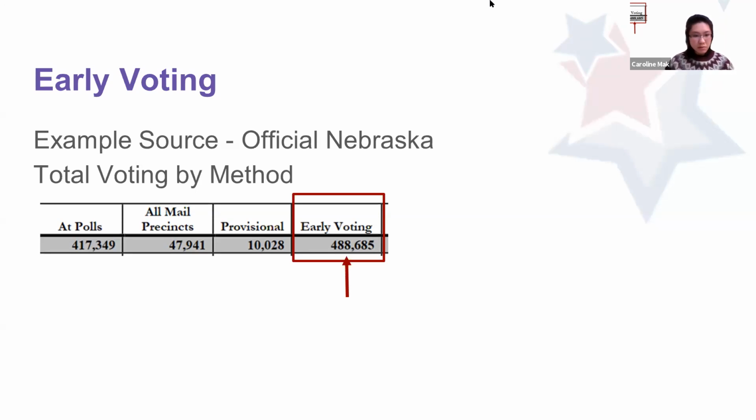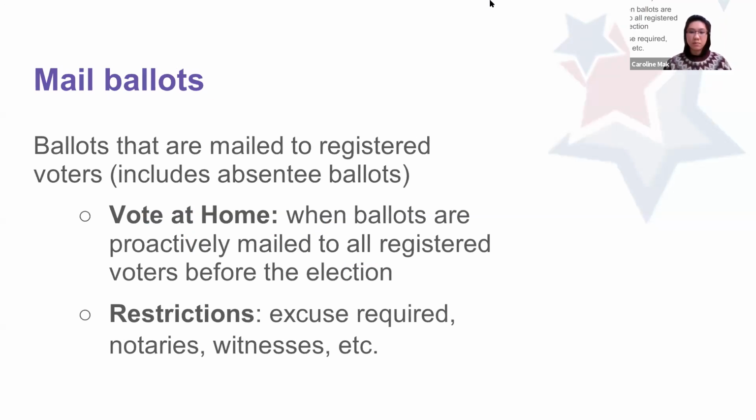So we will also use the term mail ballots. We are talking about any time ballots are mailed to a voter. Many voters know this as absentee or vote by mail. We'll also use the term vote at home, which refers to states that use mail ballots, but instead proactively mail registered voters a ballot, like in Colorado, Washington, or Oregon. With vote at home, voters don't have to find, print, mail, and return a ballot request application form.